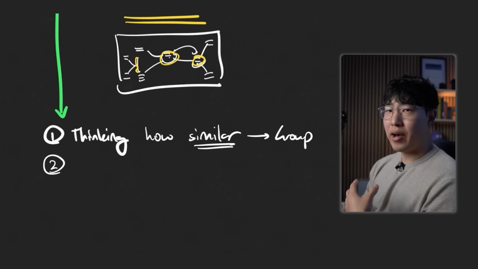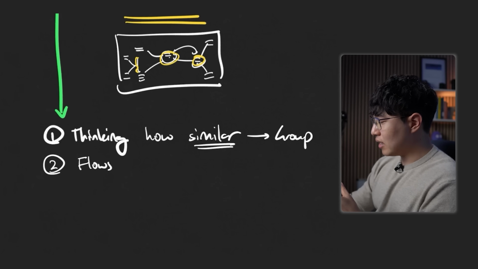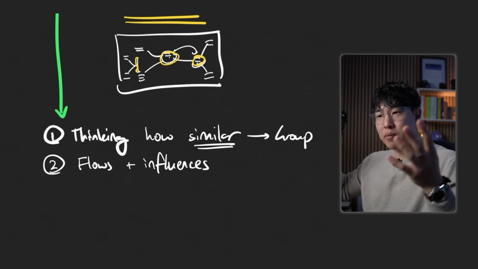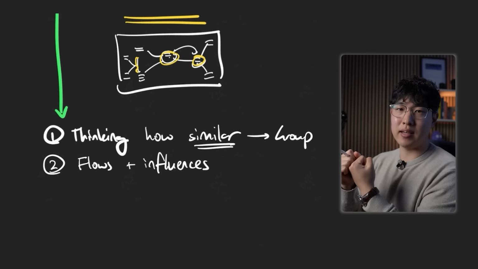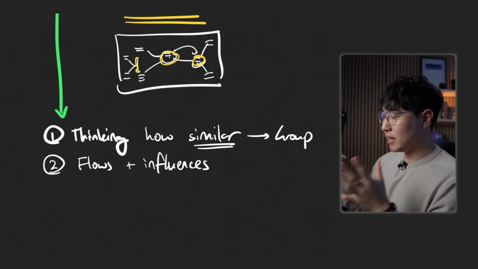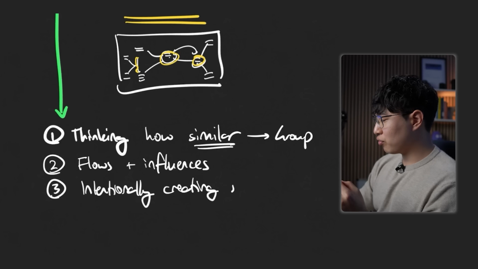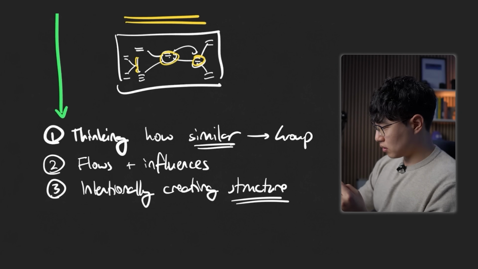Number 2, we're now thinking about how the information actually flows and influences each other. We've created these groups, we've looked at how things might be related and similar to each other, and we're thinking, how do these ideas connect together in a coherent structure? Which leads to number 3, we're actually thinking about intentionally creating more of a structure, as opposed to, for example, just drawing a bunch of lines and arrows connecting things all over the place.